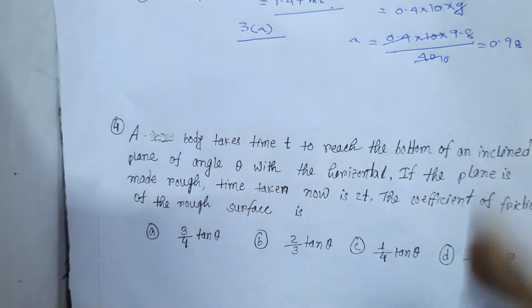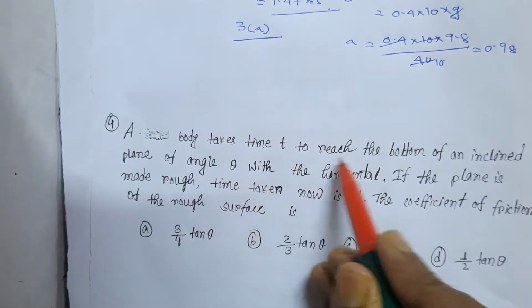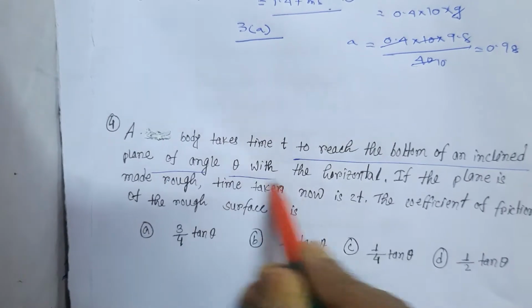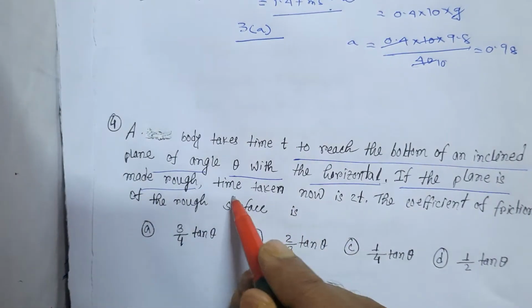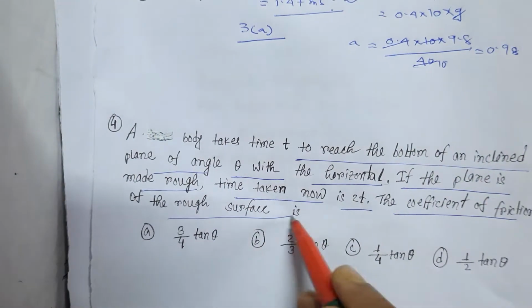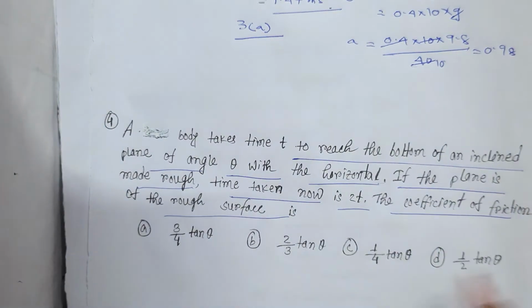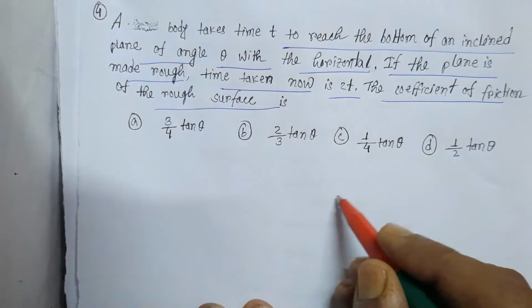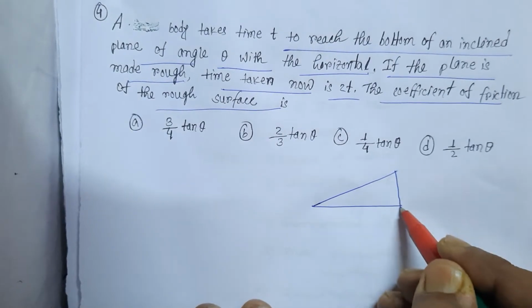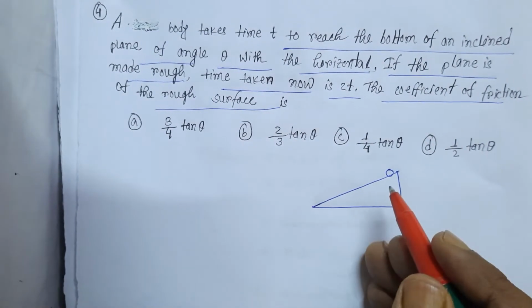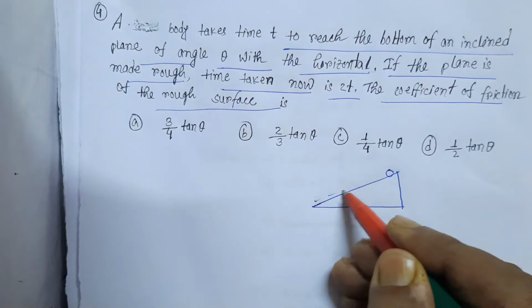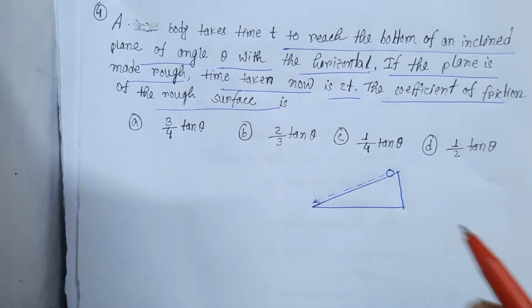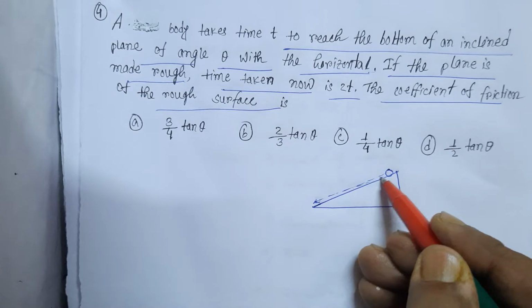Now let us take question number 4. A body takes time t to reach the bottom of an inclined plane of angle theta with the horizontal. If the plane is made rough, the time taken is now twice t. The coefficient of friction of the rough surface is? Here is the inclined plane problem. When the inclined plane is smooth, the mass will take smaller time. But if it is rough, due to the presence of the frictional force, the mass will take larger time, and here the time is twice the previous one.